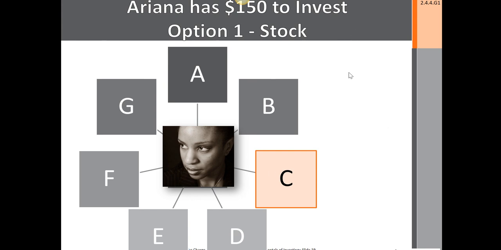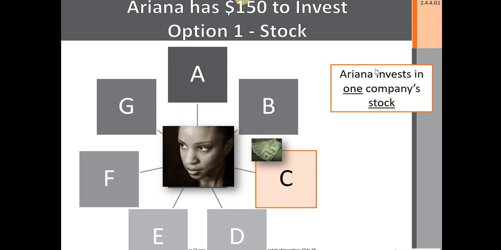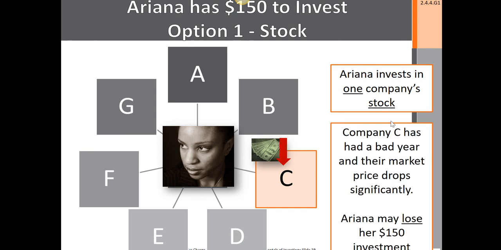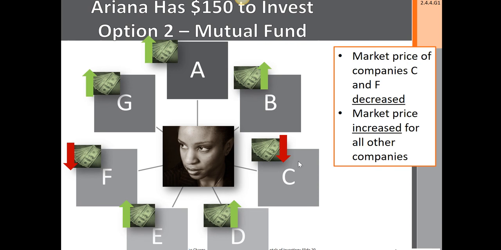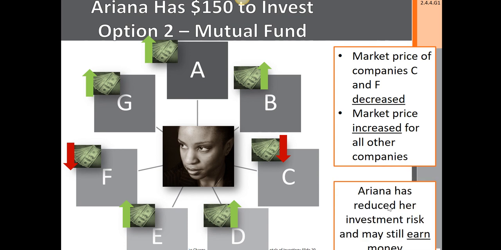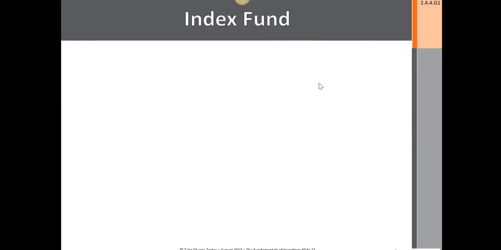Ariana. We're going to go through this example. Ariana has $150 to invest. Her option number one is a stock. In this scenario, Ariana invests in one company's stock. Company C had a bad year and their market price drops. She could lose that $150 investment. But now Ariana has $150 to invest, and she's going to put it in a mutual fund across all these companies. Market price of companies C and F lost money, but the other five increased. So Ariana reduced her investment risk by splitting that $150 across companies, and she could still earn money from the positive growth from these five, even though there's negative here and here. So when you're investing, mutual funds can really be a good way to go.